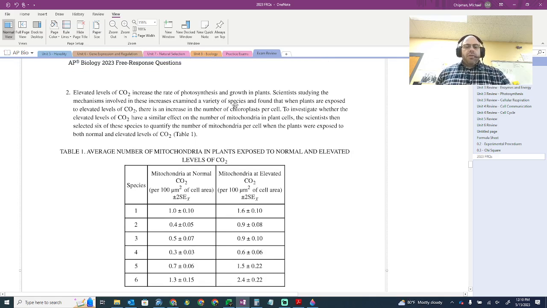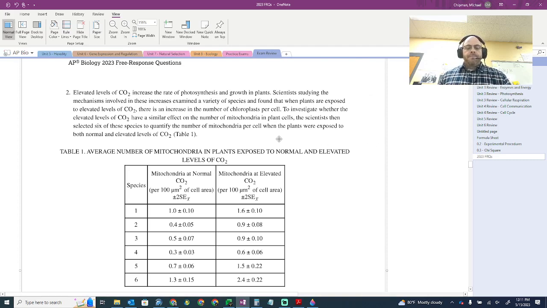Elevated levels of CO2 increase the rate of photosynthesis and growth in plants. Scientists studying the mechanisms involved in these increases examined a variety of species and found that when plants are exposed to elevated levels of CO2, there is an increase in the number of chloroplasts per cell. To investigate whether elevated levels of CO2 have a similar effect on the number of mitochondria in plant cells, the scientists then selected six of these species to quantify the number of mitochondria per cell when cells were exposed to normal and elevated levels of CO2.